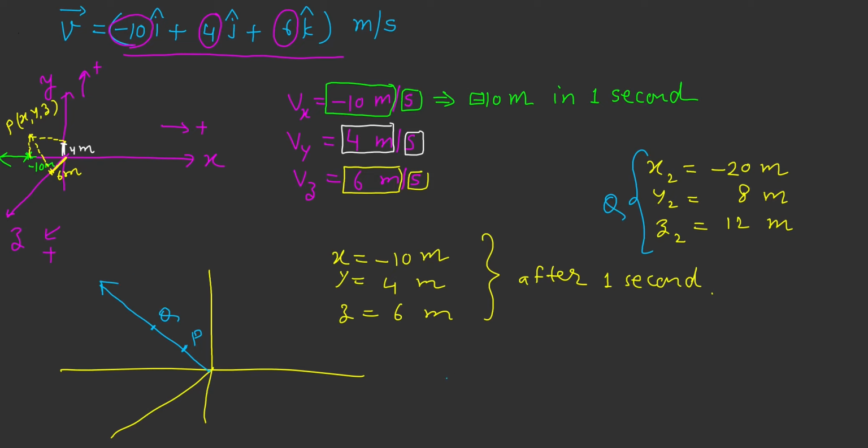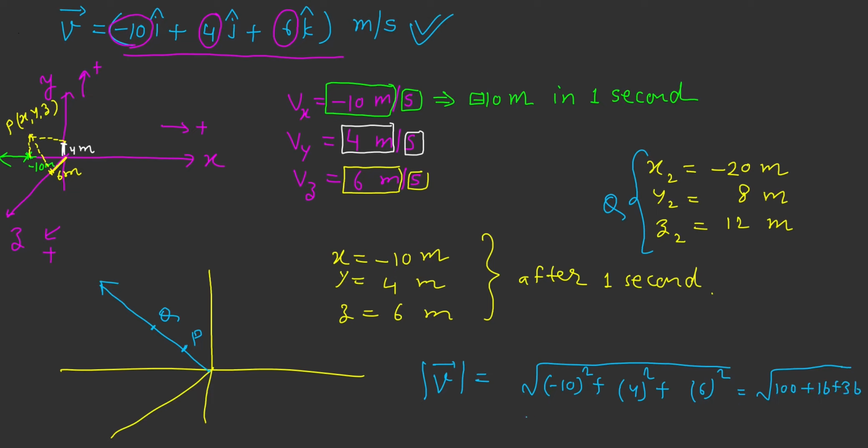So if you find the magnitude of this velocity, then you can write it as the square root of x component squared plus y component squared plus z component squared. So it will be minus 10 squared plus 4 squared plus 6 squared. So it will be the square root of 100 plus 16 plus 36, and how much will it be? It will be 116 plus 36, which is 152, so the square root of 152.